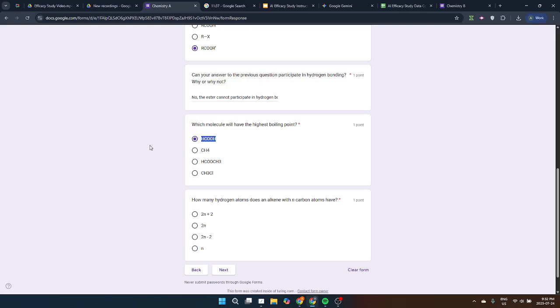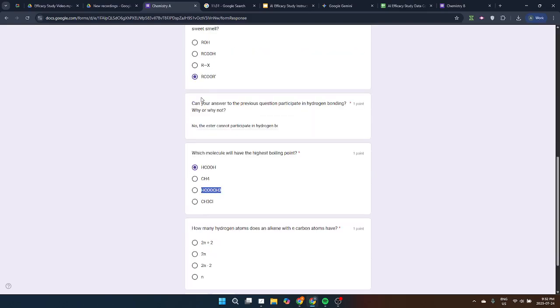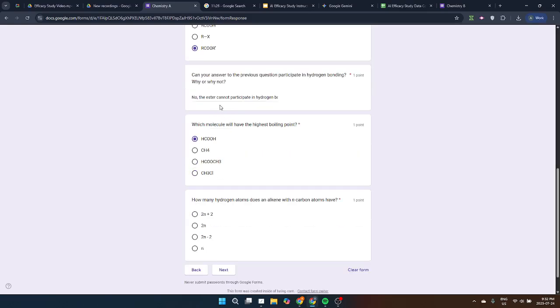Okay, so it's between these two. Is this an ester? Hold on, COO and then CH3. Yeah, okay. So I think it's going to be carboxylic acid here, because of the hydrogen bonding, dimerization, and dipole. How many hydrogen atoms does an alkene with N carbon atoms have? It's going to be 2N.